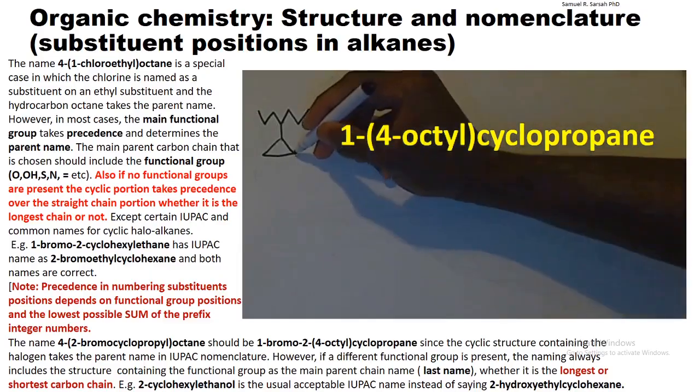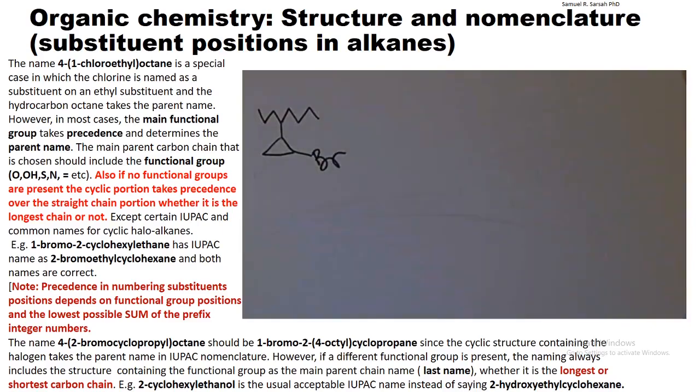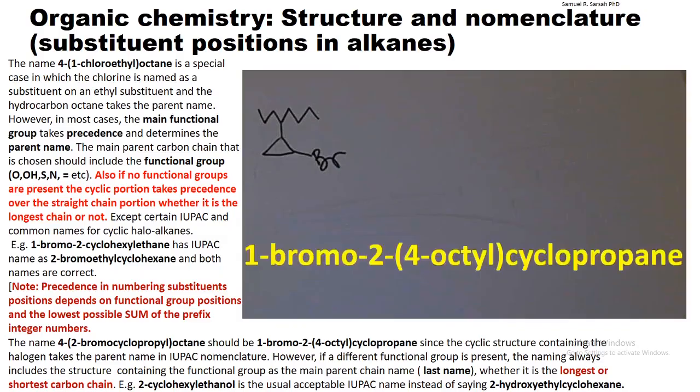Say put bromine right here. Now over here the bromine is tied to the cyclopropane and the octane is tied to the cyclopropane at carbon number 2 of the cyclopropane.